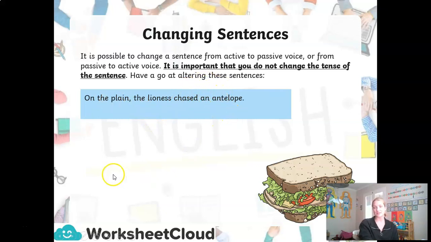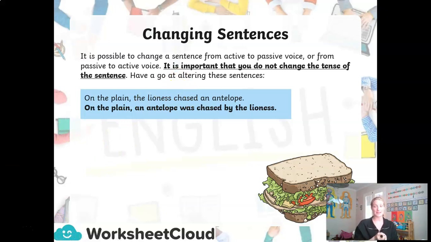So this is active voice, and I want to change it to passive voice, but I must remember that this sentence is written in past tense. So I have to keep my passive voice sentence in past tense too. So let's see how that might look. On the plain, an antelope was chased by the lioness. Okay, I haven't changed chased to chasing. It is still in the past tense.